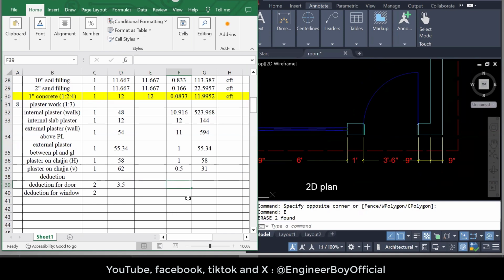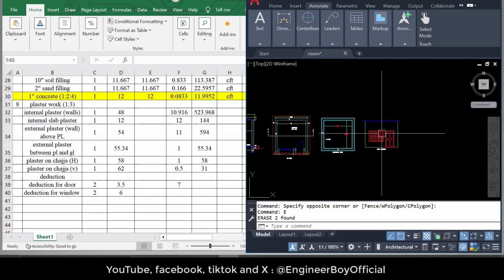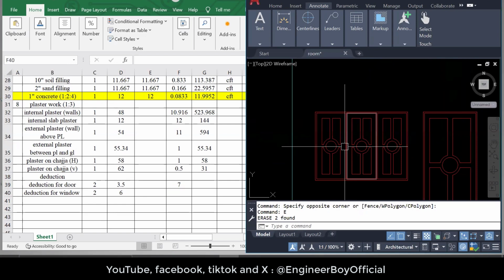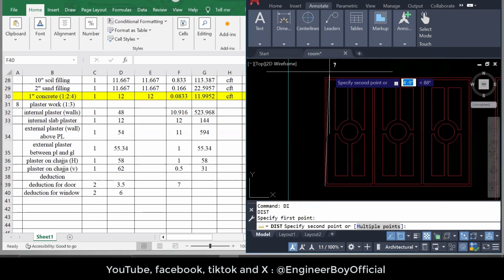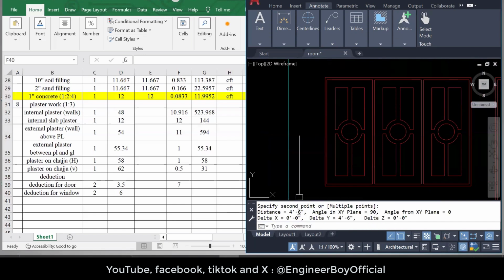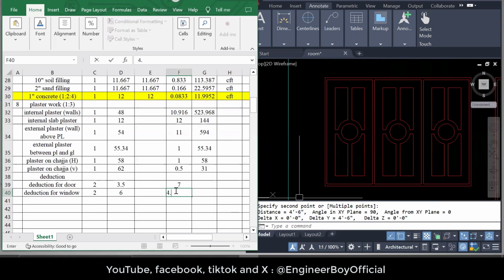However, the height that is 7 feet, if you remember that. Now, for the window, that is 6 feet, and the height, if I'm not wrong, I think was 4.5. Let me just confirm it by DI, click this point and this. So it is 4 feet and 6 inches. I was right. So 4.5. Now we will just drag this formula and we will delete this cell because those are empty.